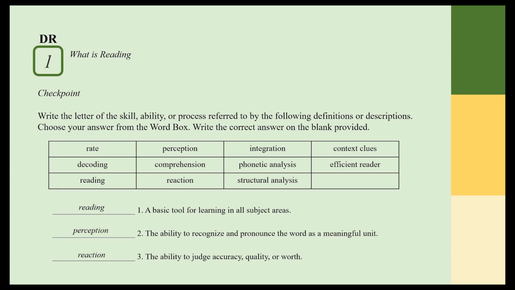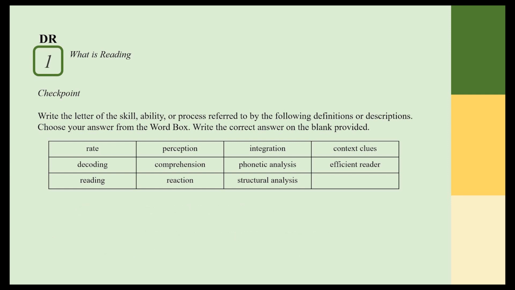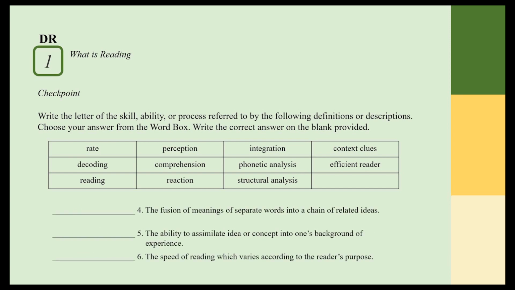How do you do so far? Let's now proceed with the fourth, fifth, and the sixth item, shall we? For the fourth item, the correct answer is comprehension. For the fifth item, the answer is integration, the ability to assimilate idea or concept into one's background of experience. And for the sixth item, the speed of reading, which varies according to the reader's purpose, that is, of course, rate.